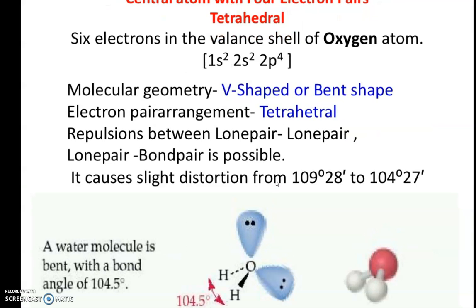Similarly, if there are 4 electron pairs with 2 lone pairs of electrons, again the molecular geometry will be V shape. From linear it will move to V shape, a bent shape. The repulsion between lone pairs will be more. In order to decrease it, the angle has to move from 109 degree 28 minutes to 104.5 degree. So the water molecule has a bent shape rather than linear.